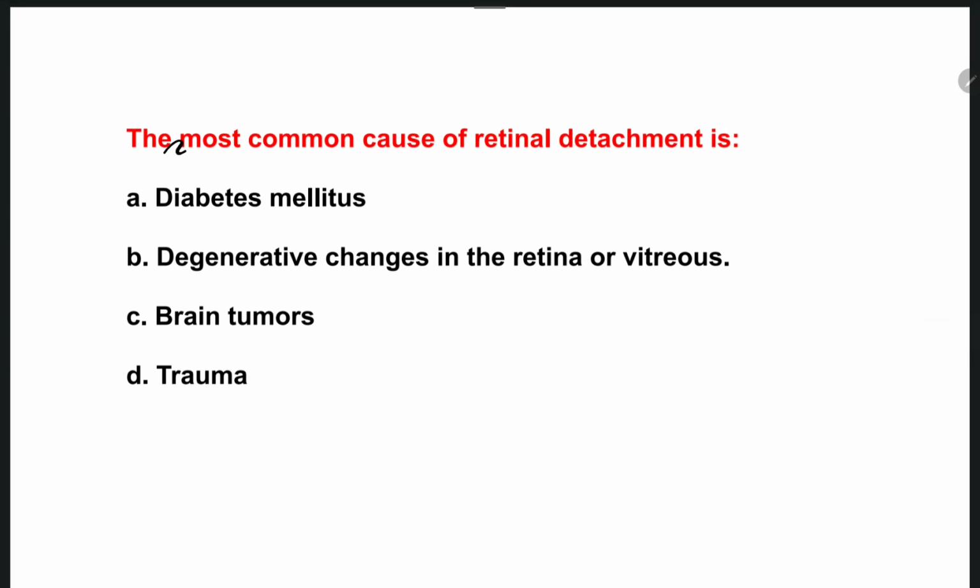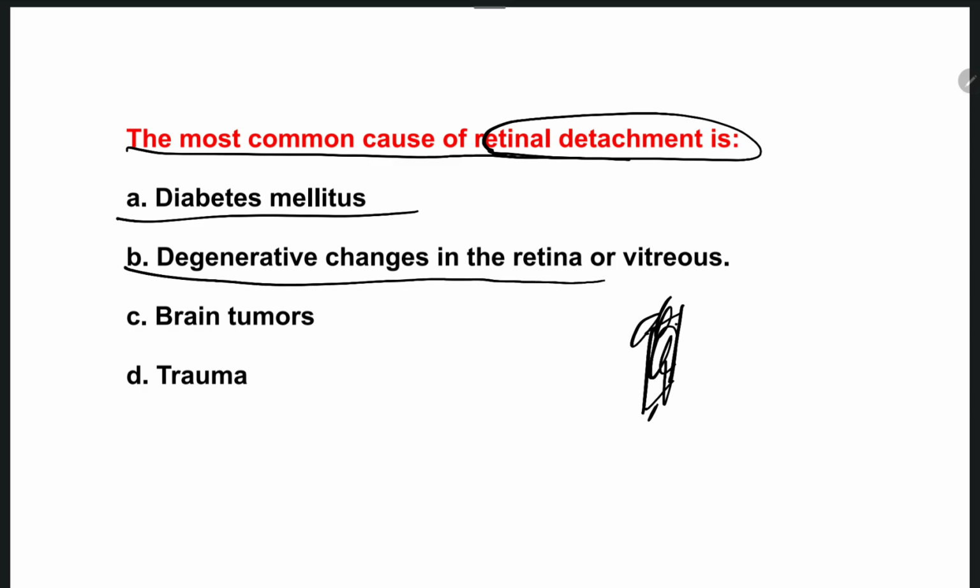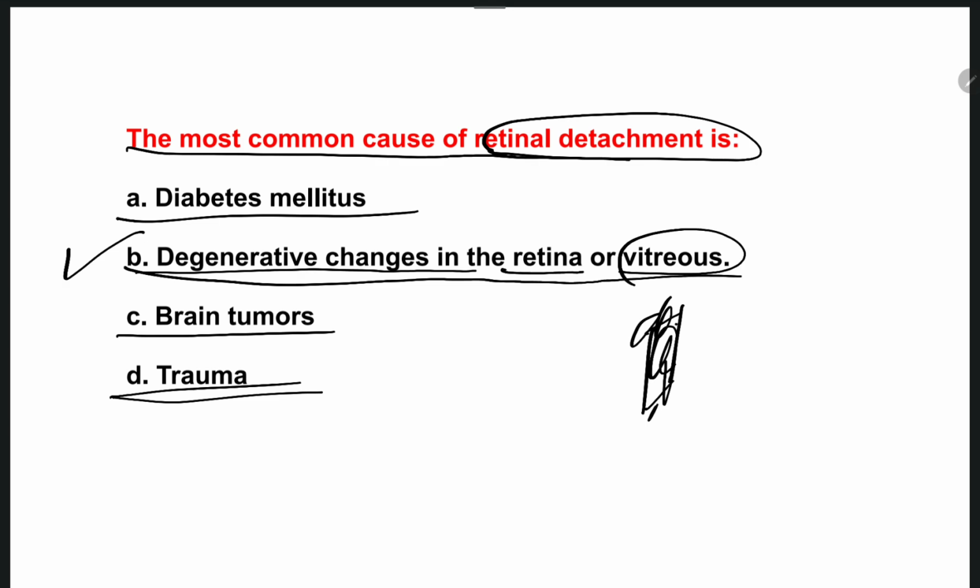The next one is, the most common cause of retinal detachment. Detachment is nothing but the retina separating from the underlying layer. The options are diabetes mellitus, degenerative changes in the retina and vitreous, brain tumors, trauma. The right one is option B, degenerative changes in the retina and vitreous.